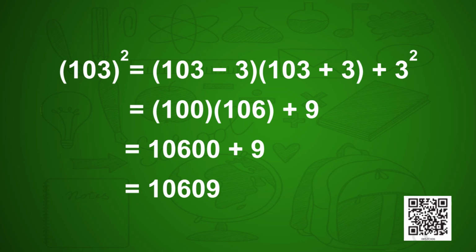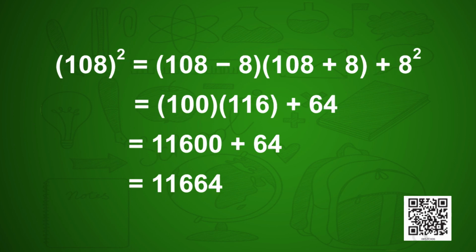Let us find 103 whole square. So, the first step is to find the square of the unit digit, that is 3 square, which is equal to 9. In the second step, we need to find two numbers by adding and subtracting the unit digit from the given number. So, subtracting 3 and adding 3 to 103, we get 100 and 106. In step 3, we find the product of these two numbers, which is 10,600, and in the last step, we add the square of the unit digit, that is 9, to this product. So, we get 10,600 plus 9 is equal to 10,609.